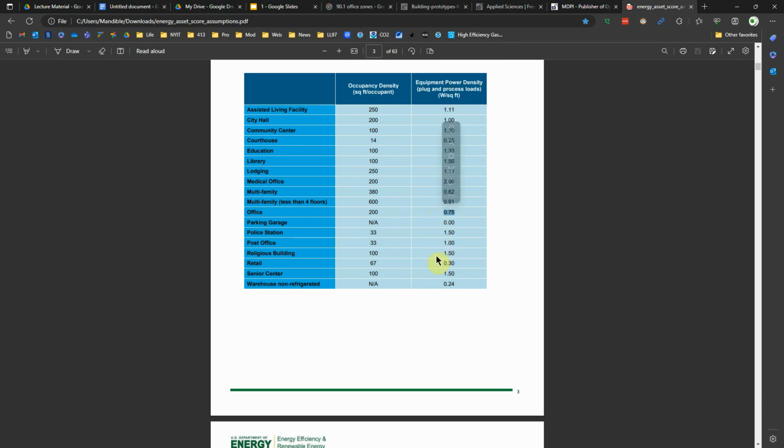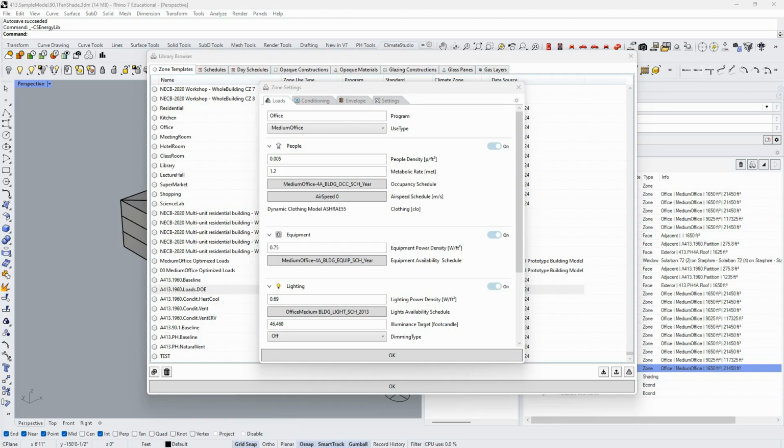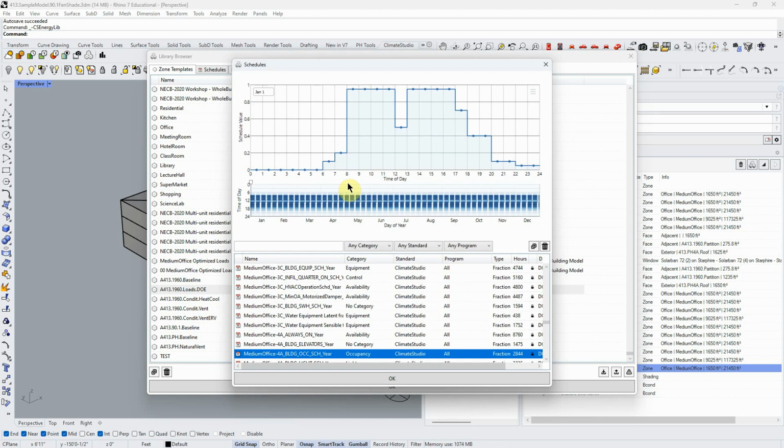So here's the 0.75. The 200, that's how I got the 0.005 in the occupancy rate. Let me go back to that. Yeah, so this is the 0.005 that I'm using everywhere, but here's that 0.75, and there was also 0.69. So I very much lowered the equipment power density and the lighting power density, and I then scheduled these loads.